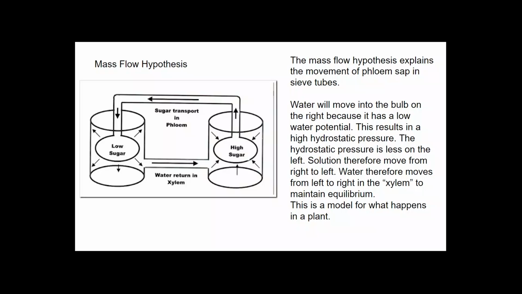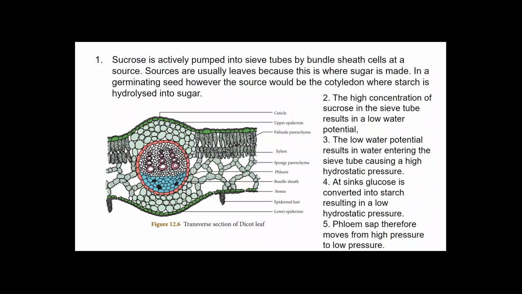Solution therefore moves from the right to the left, and water therefore moves from left to right in the xylem. So this corresponds to the xylem, going from the root to the shoot, and this is the phloem. And this is a model for what happens in a plant.